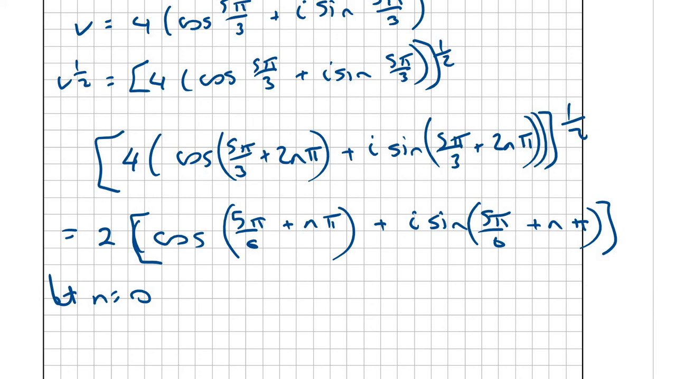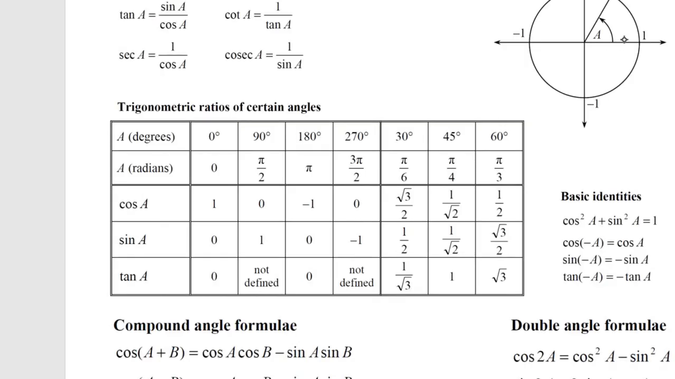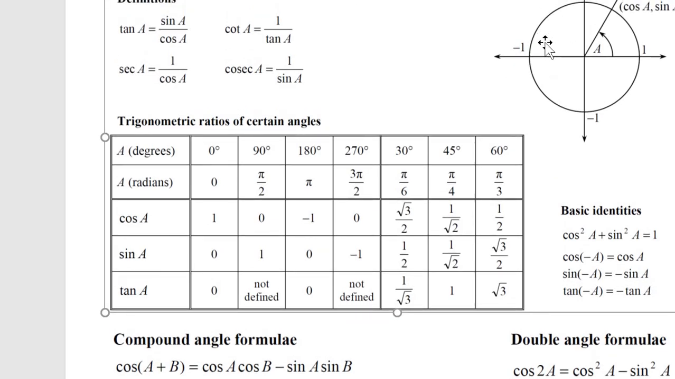We have 2 outside of cos 5 pi over 6 plus i sine 5 pi over 6. So what we could do is use a calculator or look up the tables for this. So we're on cos of 5 pi over 6, which is just less than 6 pi over 6. Okay, so we're in this quadrant here. This is pi there. We're in quadrant 2. Now cos is negative in quadrant 2.